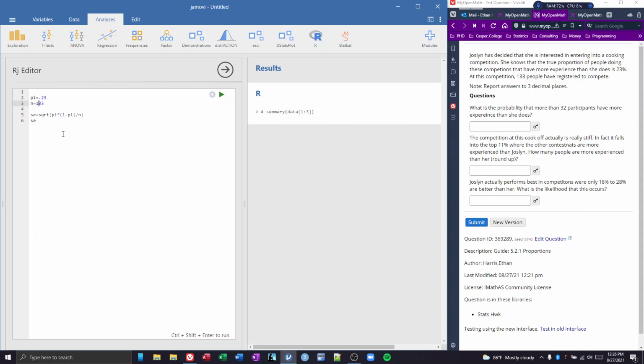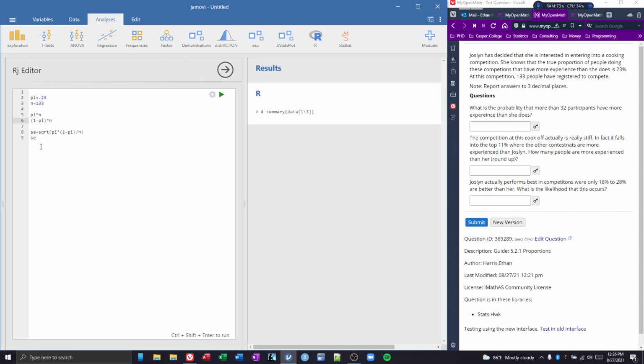Before we do that, though, we should probably check to make sure that we have at least 15 successes and 15 failures. And the way that we can do this is we can just do pi times n. That'll give us the number of successes, or number of people we think have more experience than Jocelyn. And 1 minus pi times n is the number of people who we think have less experience than her, or how many we expect to see. And as long as those two are over 15, then we are good to go.